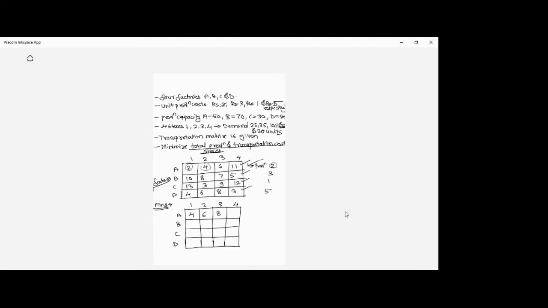6 plus 2 is 8, 11 plus 2 will be equal to 13, right? Similarly, for this it will be 10 plus 3 is 13, 8 plus 3 is 11, 7 plus 3 is 10, 5 plus 3 is equal to 8.